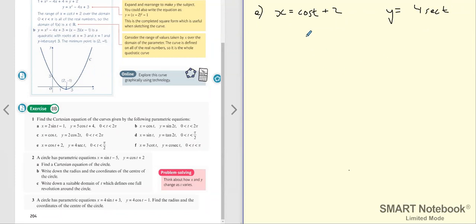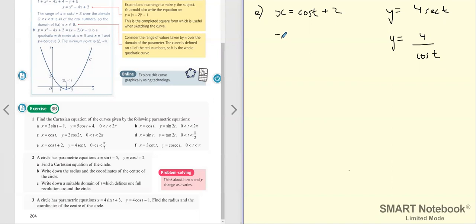So here I'm trying to find a relationship between cos and sec. So I'm going to just go through that now. I could write this as 4 over cos t. Are you happy with that? Does that make sense?